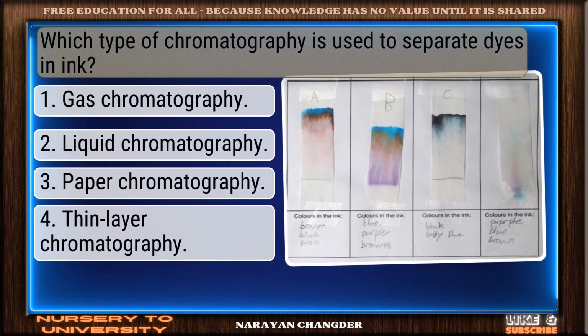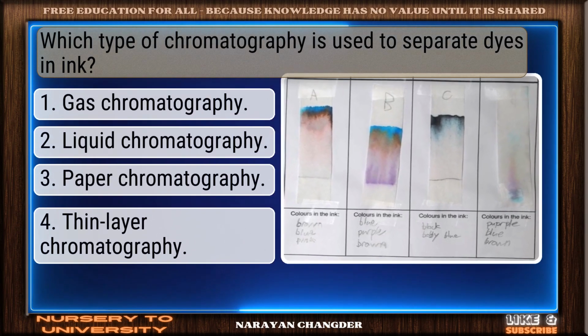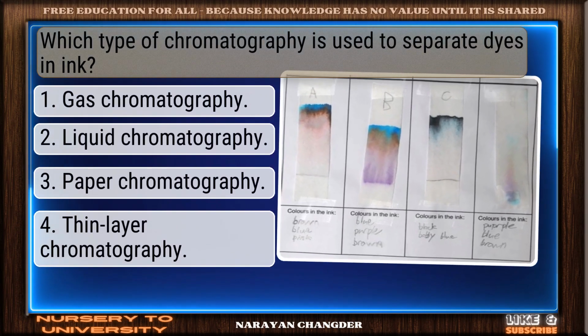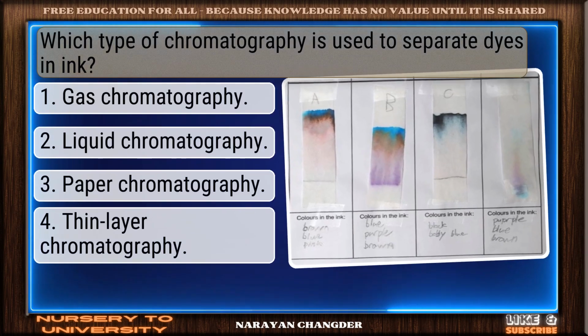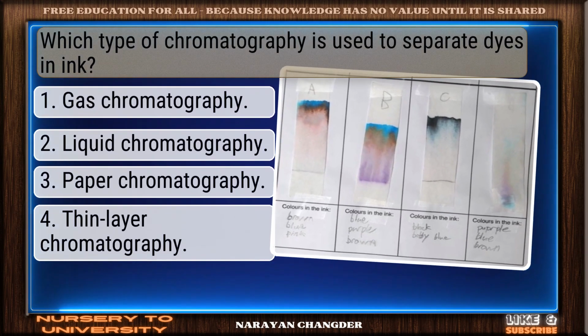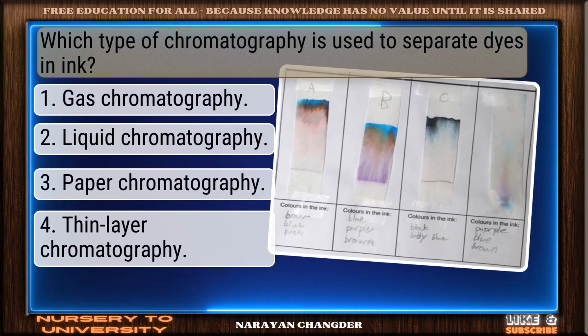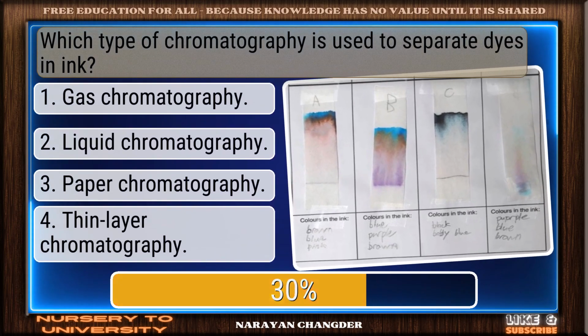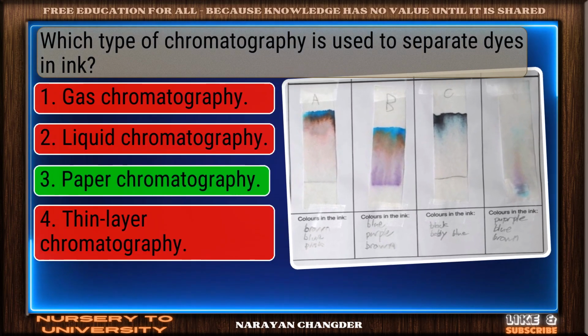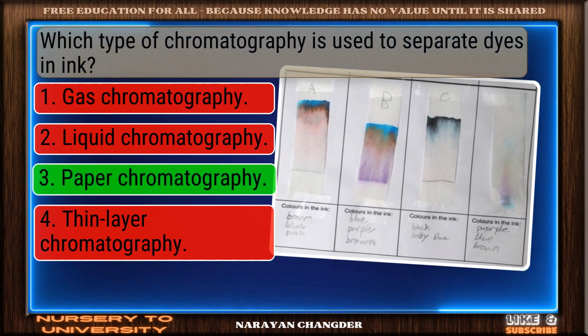Which type of chromatography is used to separate dyes in ink? Option 1, gas chromatography. Option 2, liquid chromatography. Option 3, paper chromatography. Option 4, thin layer chromatography. Keep it up, paper chromatography.